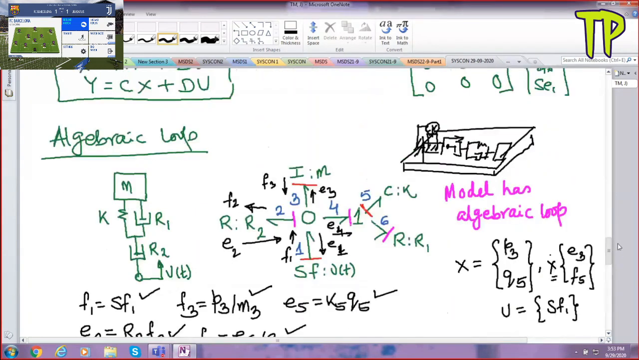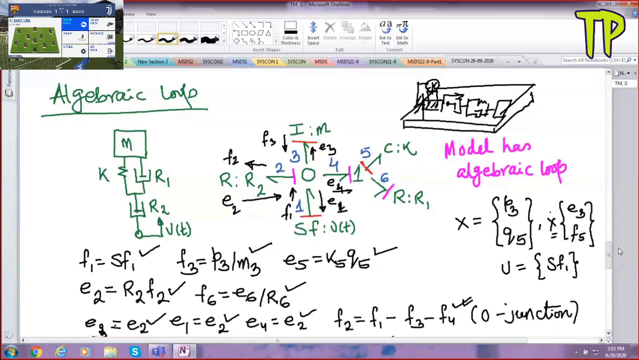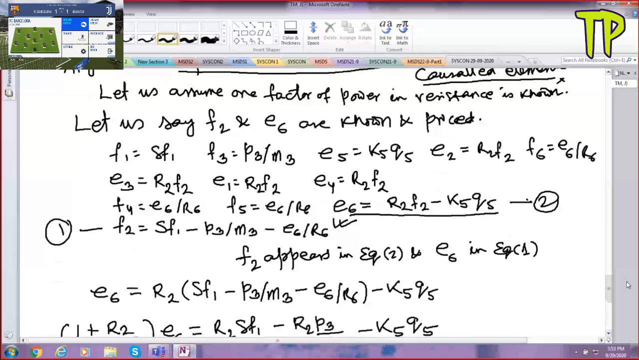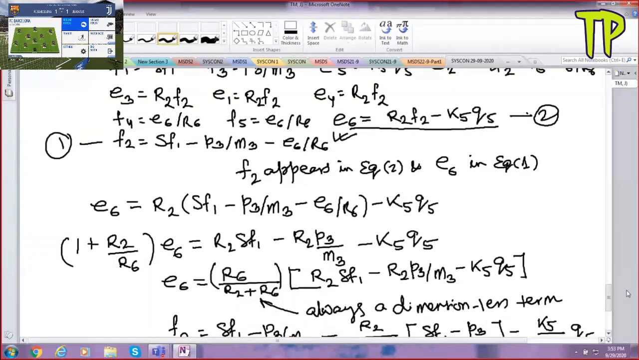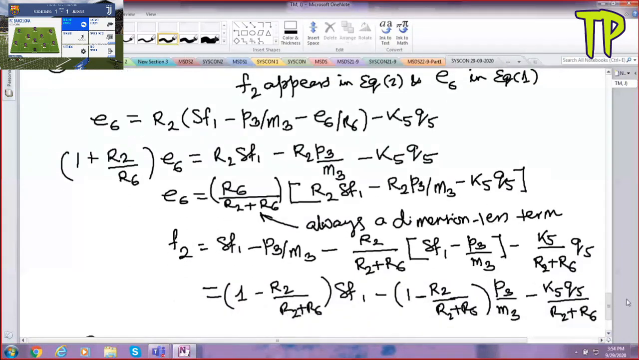Let me check. F2 is equal to F1 minus E3 minus E4, minus F4. So I have written that one equation, equation 1. Yes. Minus E6 by R6. Okay. So here I have done minus this, minus this. Here it will be plus. Yes.